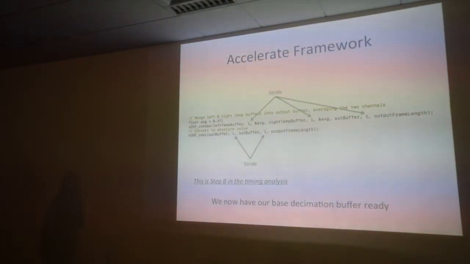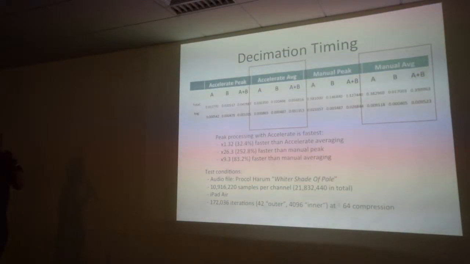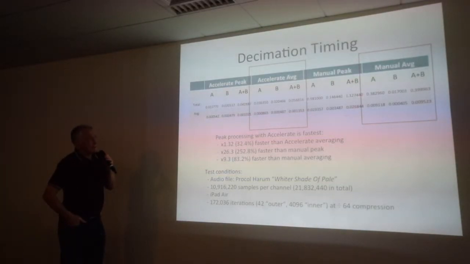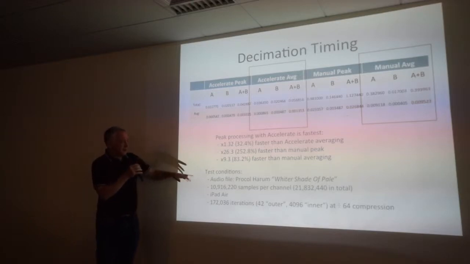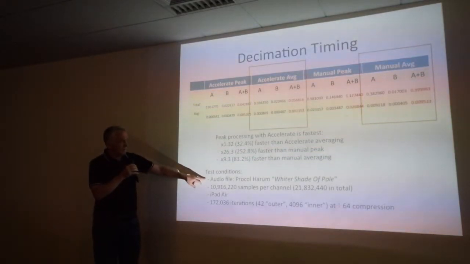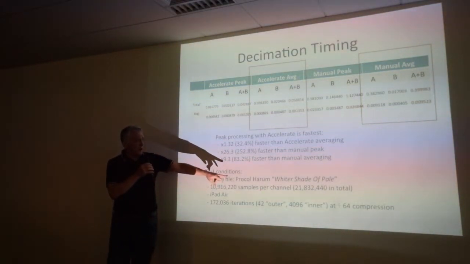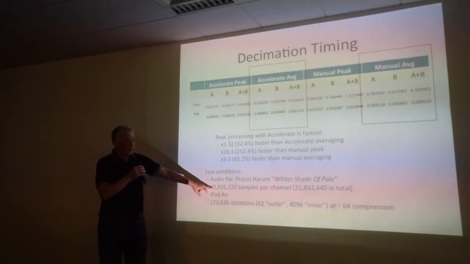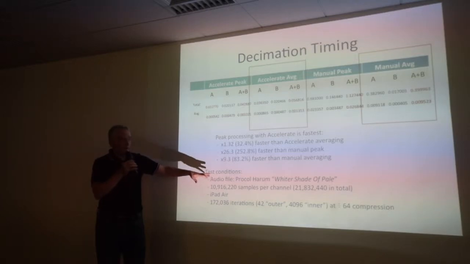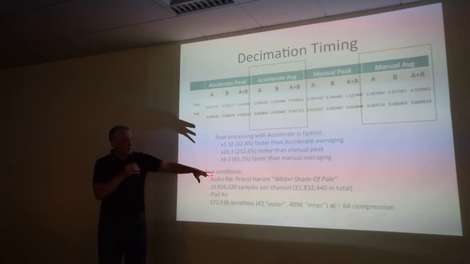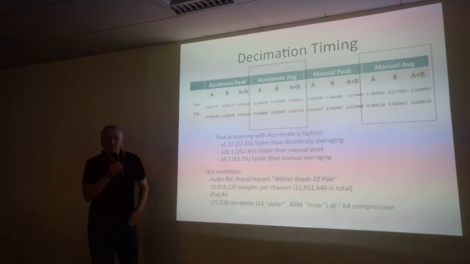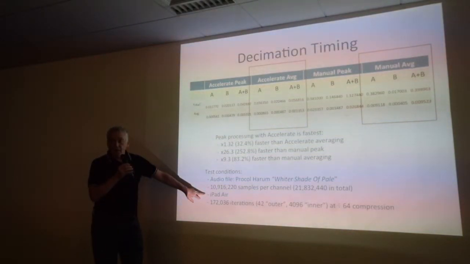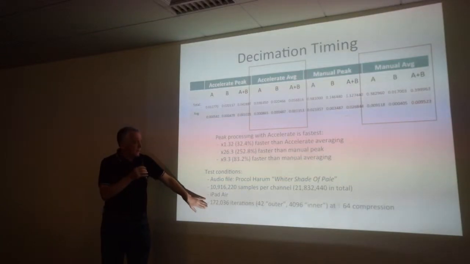Just keeping an eye on the time here. Some timing analysis I did, just to give you a sense of where this gets us. The test conditions, first of all: the audio file was Procol Harum's A Whiter Shade of Pale. It has 10.9 million samples in each channel, right and left, a total of 21.8 million samples altogether. It was running on my iPad Air.